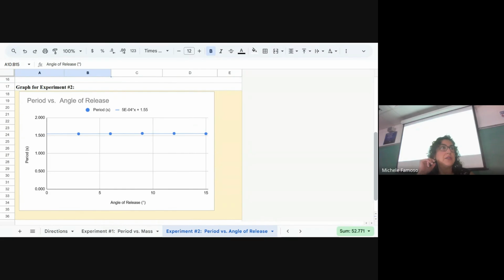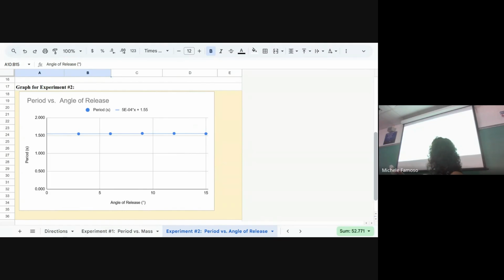Anyone need more time to make this graph for experiment 2? Okay, I see a couple of hands. So quickly try to wrap that one up, and then we'll check to make sure that graph is correct before we try the one for experiment 3. Are we good now? Anyone still need more time for this graph? All right, let's check it.